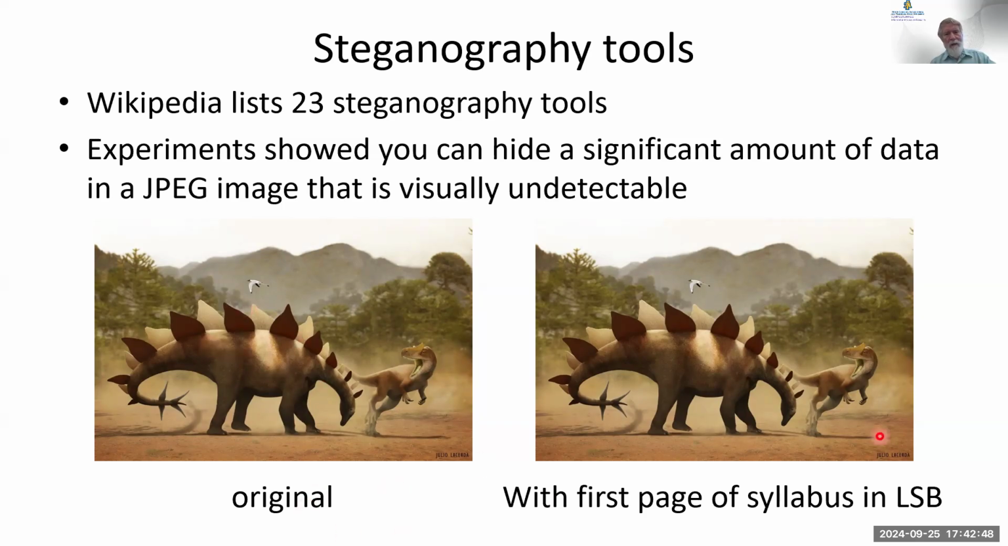Here's the original picture. Here it is with the syllabus hidden in the least significant bits, and you can't tell any difference. I can't let this picture go. We have a Stegosaurus fighting a T-Rex, I think. Raptor. It should be noted that the Stegosaurus went extinct 70 million years before T-Rexes or raptors appeared in the world. So that never happened.